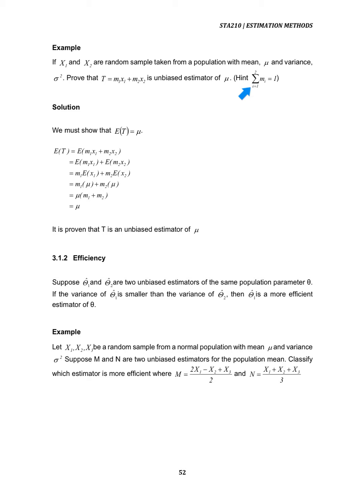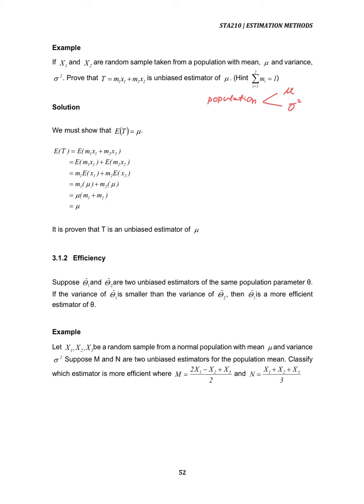Okay, dia bagi hint kat sini, summation of mi sama dengan 1. Okay, ada value kat sini dia bagi. Okay, so kita ada value population kat sini yang mana kita ada population yang mana dia ada mean dia adalah mu and variance dia adalah sigma square.